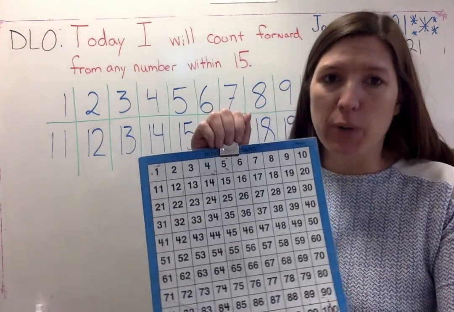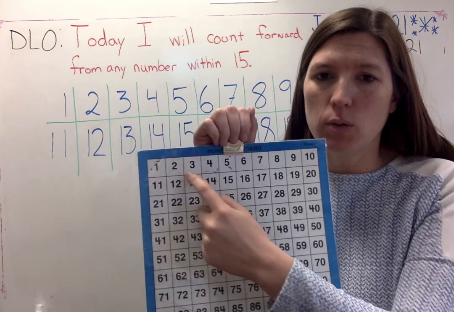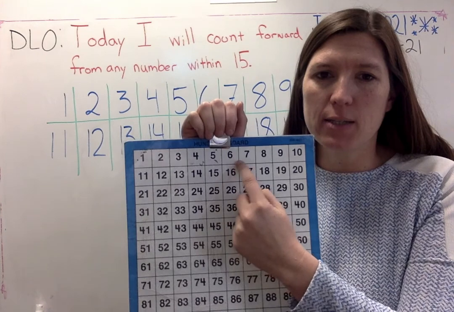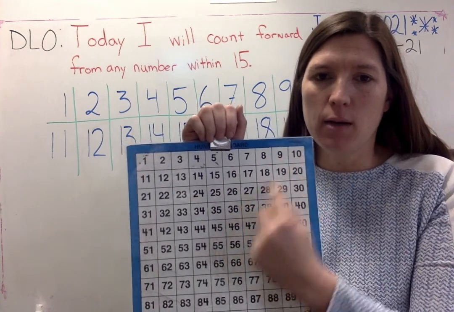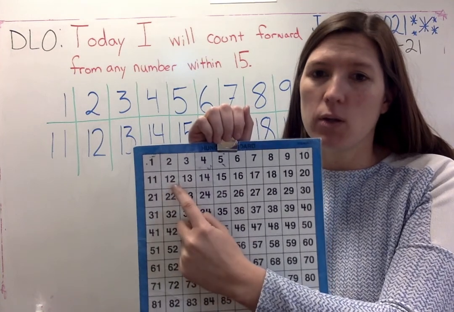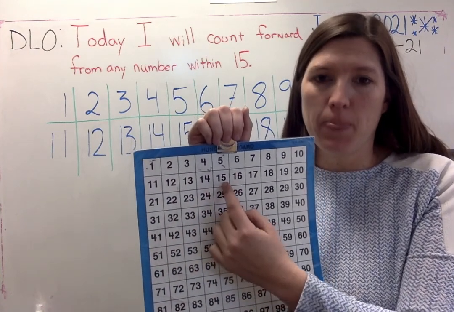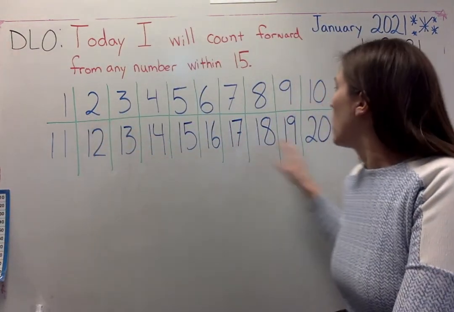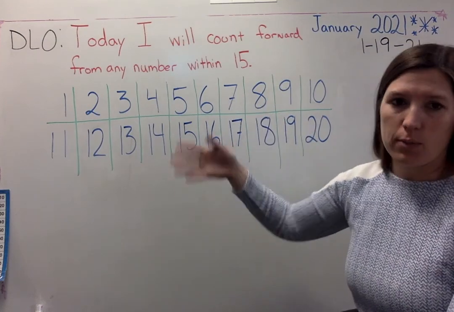So first, let's practice counting 1 to 15. 1, 2, 3, 4, 5, 6, 7, 8, 9, 10, 11, 12, 13, 14, 15. And we'll stop there. Up here, I wrote all the way to 20 just so that you could see the other teen numbers, and I tried to break it up so you could see.